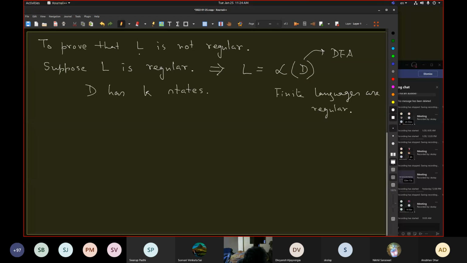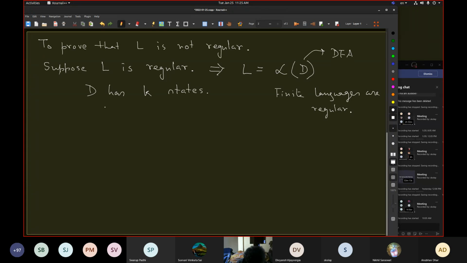Therefore, this L has to be infinite. Right? Because I cannot prove finite languages to be non-regular. It's impossible. So L has to be an infinite language. Then only the question of non-regularity comes.